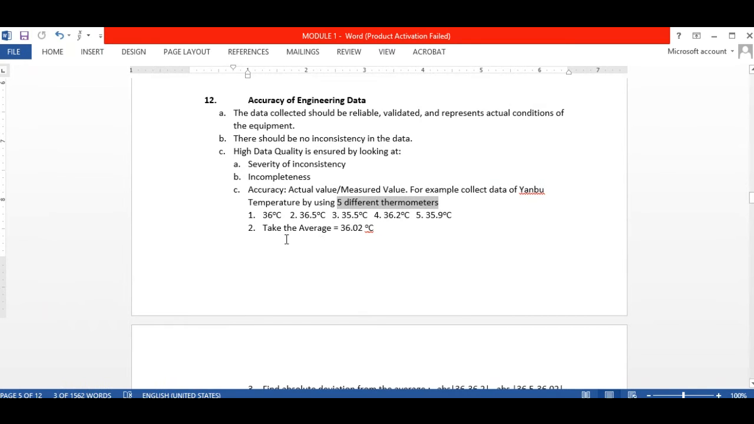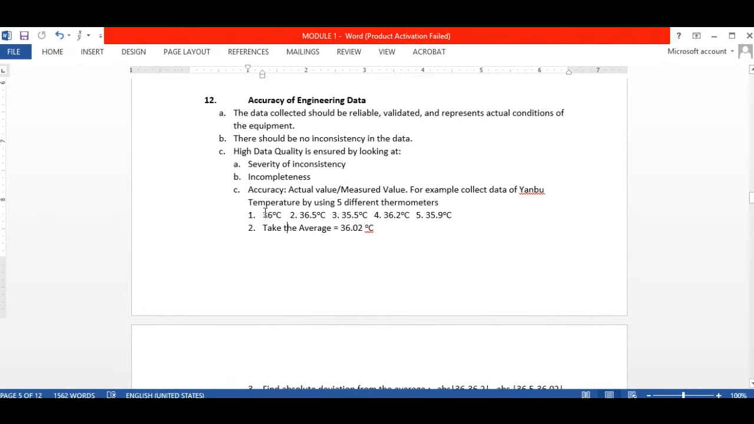So let's say the first thermometer gave us 36 degrees, the second thermometer 36, because they're all manufactured by different companies. Okay, the third one gave us 35.5, the fourth one gave us 36.2, the last one gave us 35.9 degrees centigrade. So when you collect the data here, you take the average value. The average value is 36.02.